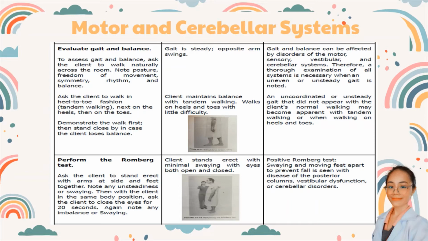An uncoordinated or unsteady gait that did not appear with the client's normal walking may become apparent with tandem walking or when walking on heels and toes. Next is to perform the Romberg test.